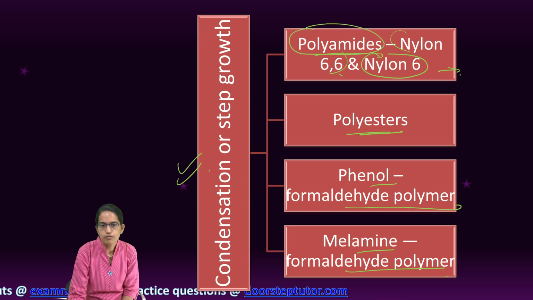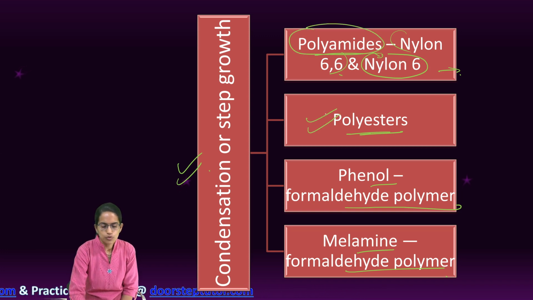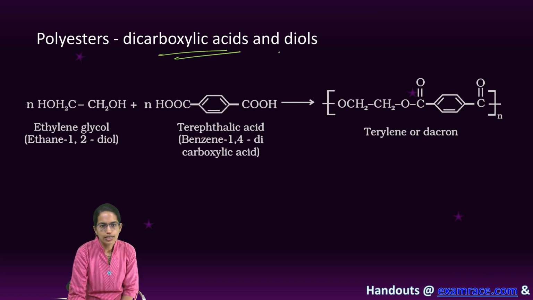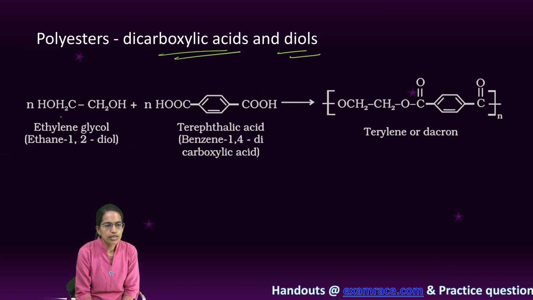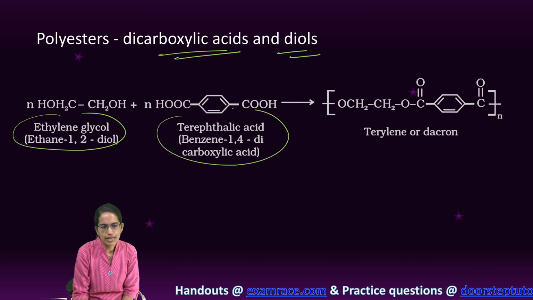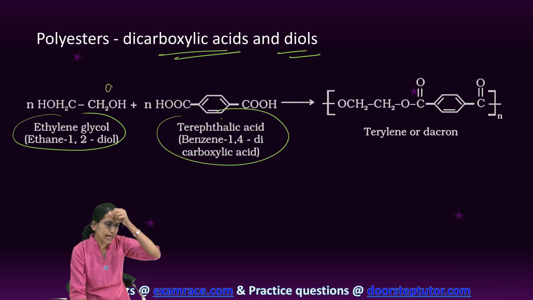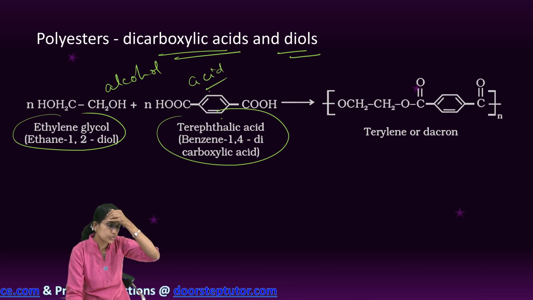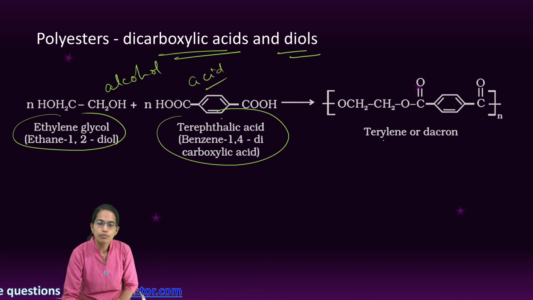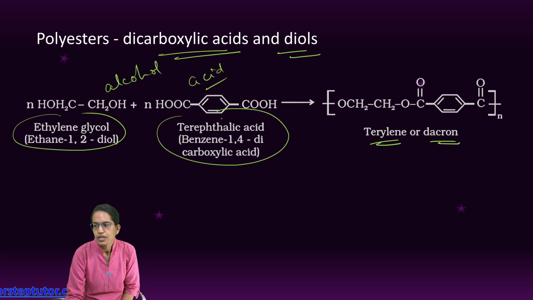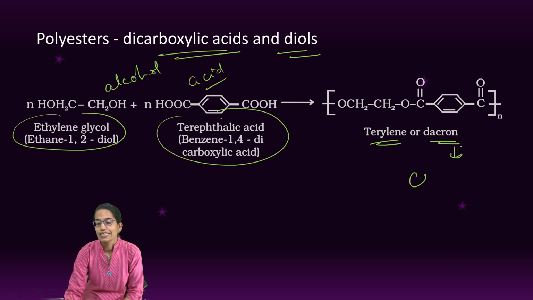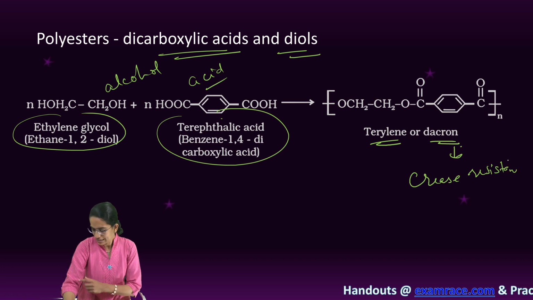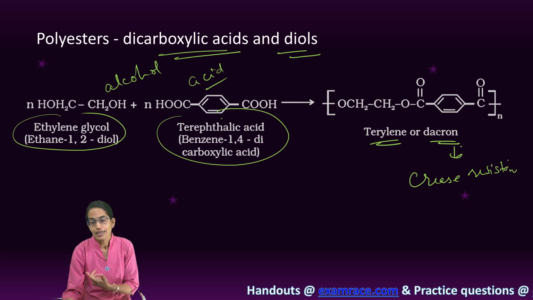So we have covered what polyamide is. Next, let's move to polyesters. For polyesters, we have the reaction of carboxylic acid with a diol, so ethylene glycol and terephthalic acid, as we already said. So it is the reaction of alcohol groups with carboxylic acid groups. Here we have the formation of terylene or dacron. Now dacron fiber is crease resistant. However you wear it, you won't find any creases or bends, unlike cotton.